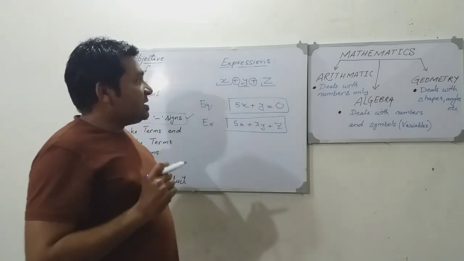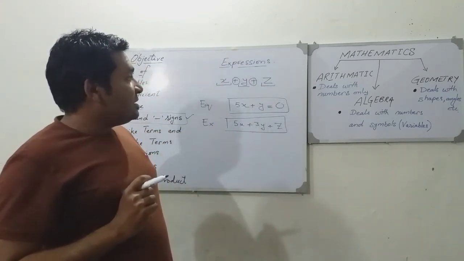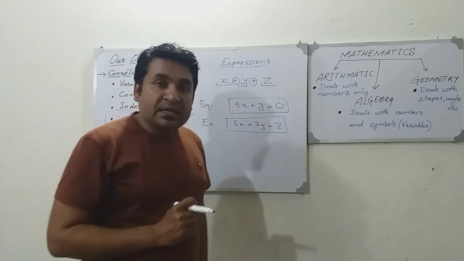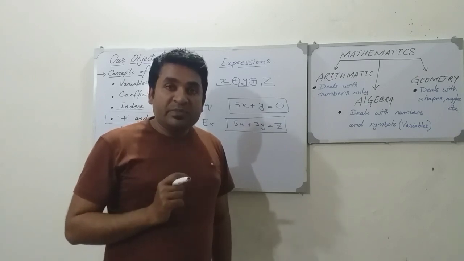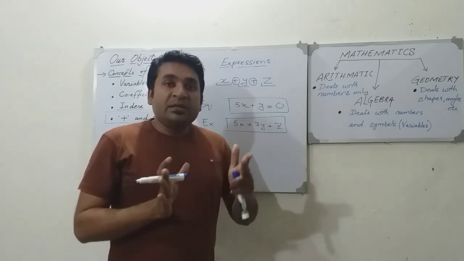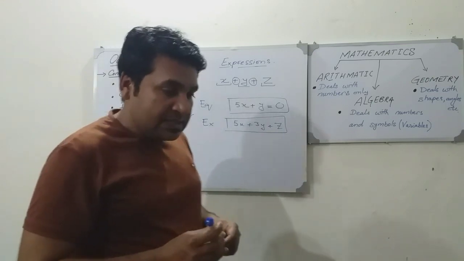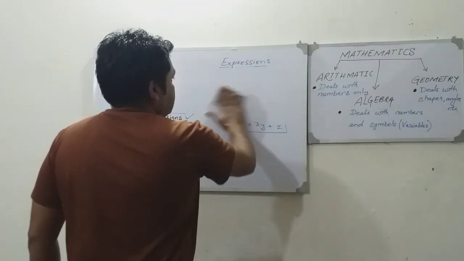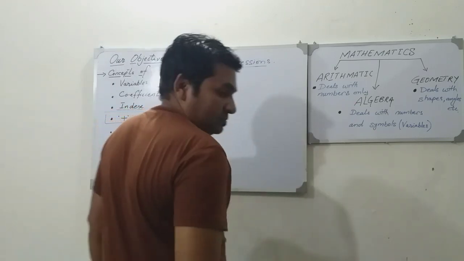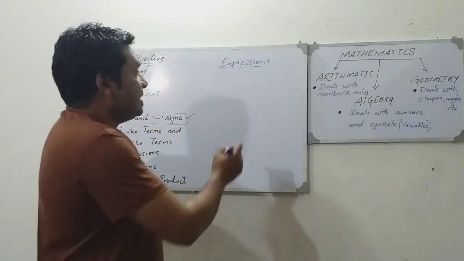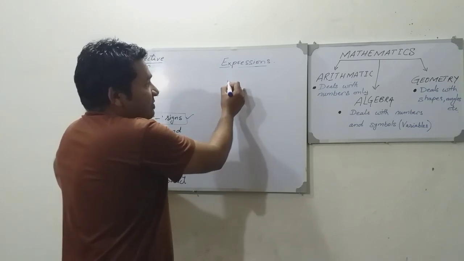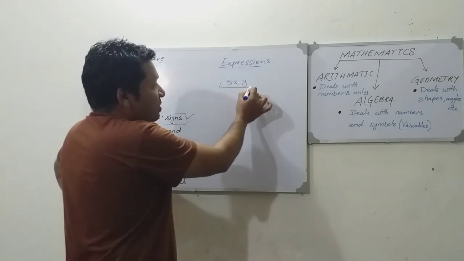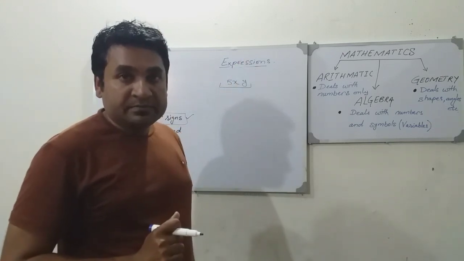So basically the most important thing you need to understand is that plus and minus signs are basically used to separate the terms. Plus and minus signs are basically used to separate the terms. For example, if I write 5xy, then I will call it one term, a single term.